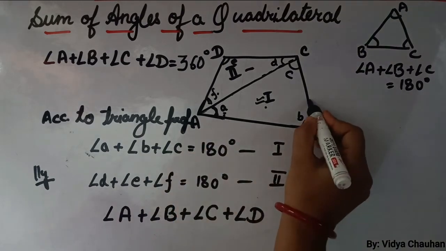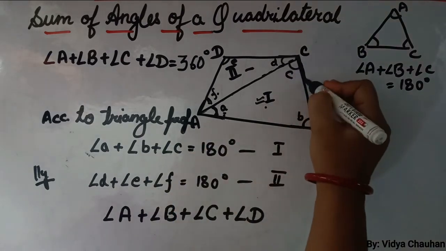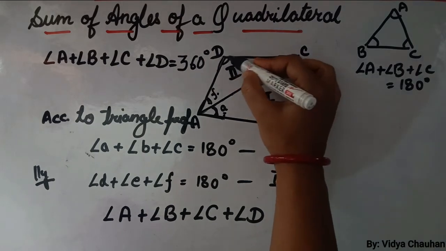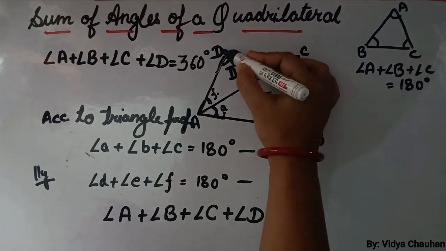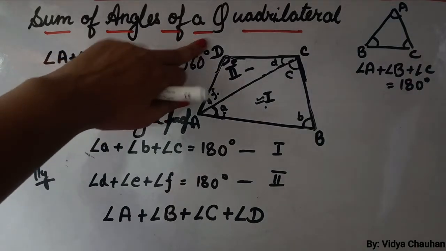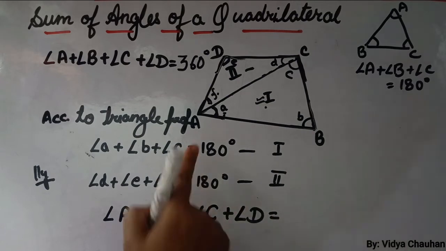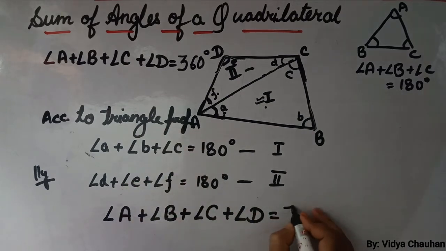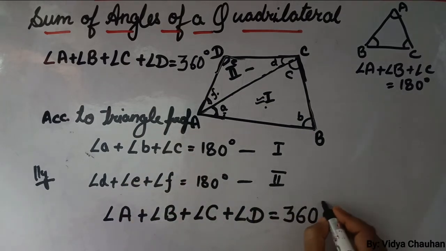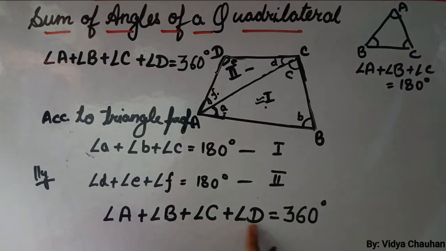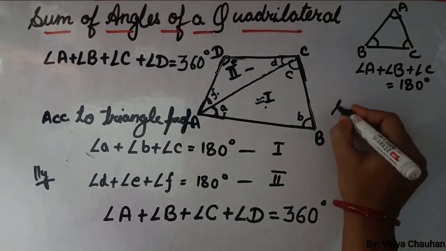Similarly, angle B is complete angle B, C plus D is making angle C, and this angle E is actually our complete angle D, the angle made at vertex D. So what is the sum of these four angles? Adding 180 plus 180, it will give us 360 degree. So this is our very important property of quadrilateral, that sum of the four angles of a quadrilateral is always 360 degree. May I write it here?